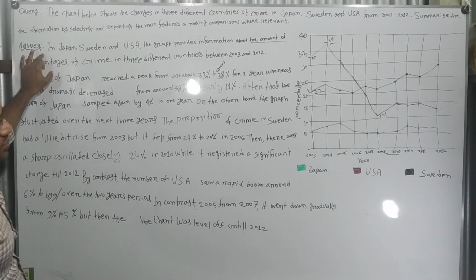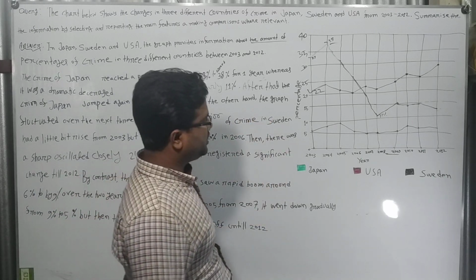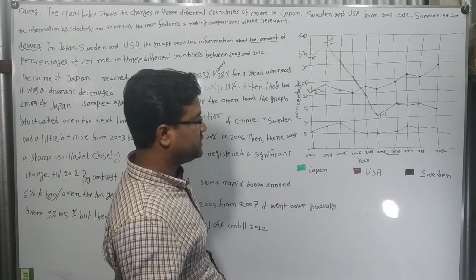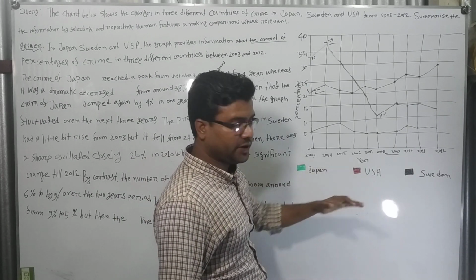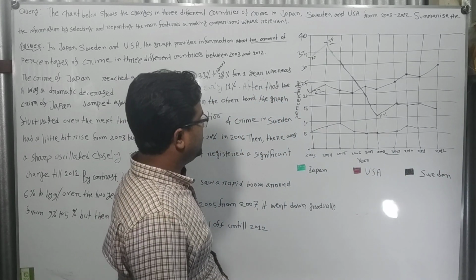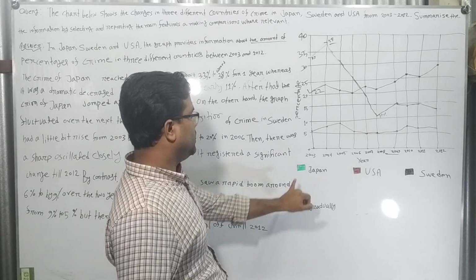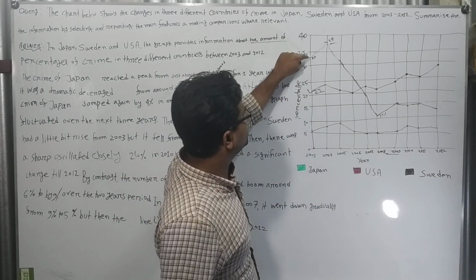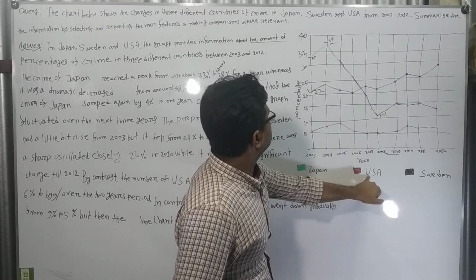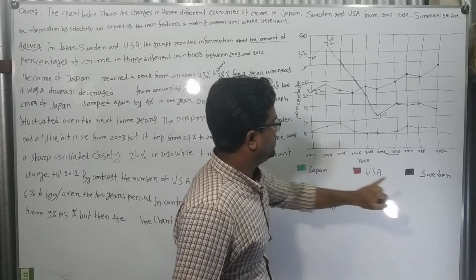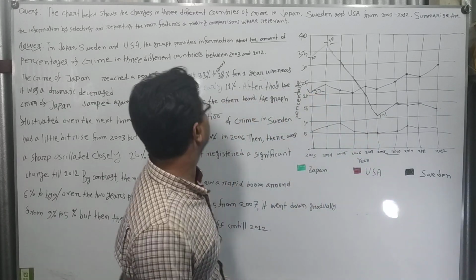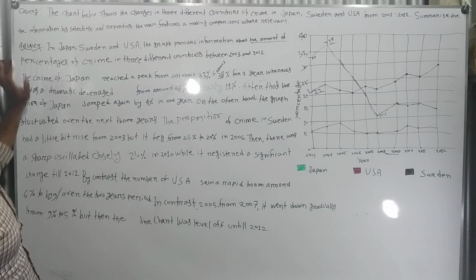Answer. You have to understand the graph, and you can start from the beginning country. You can start from here, or from over there. It is your wish, no problem. And you have to remember very clearly. Green color indicates this line graph. It means Japan. Red color indicates USA. Sweden indicates black. So dear audience, I'm going to the answer now.